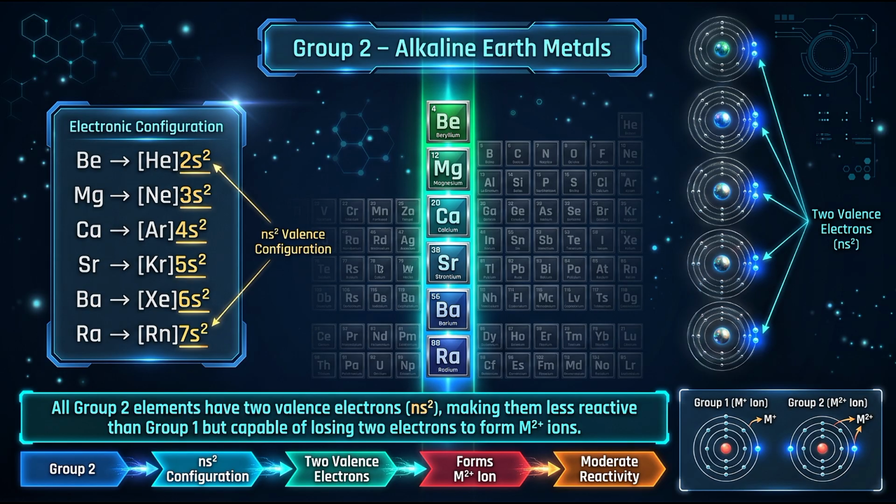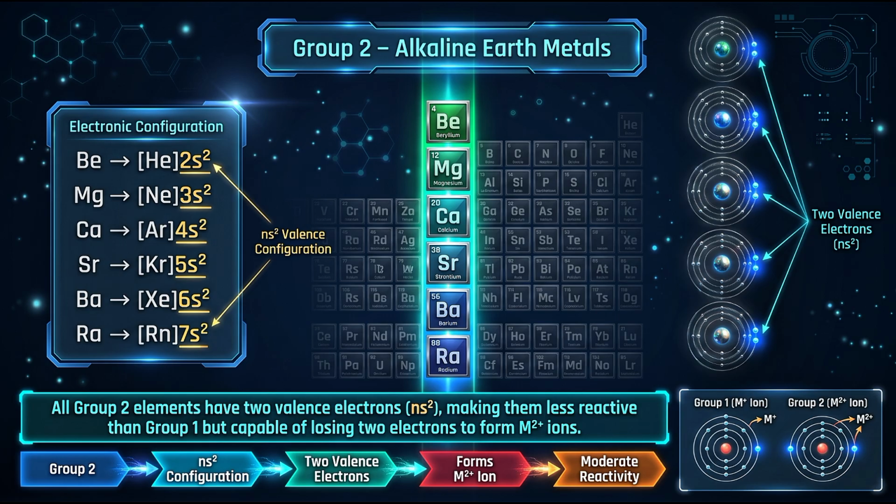Therefore, group 2 elements usually lose 2 electrons during chemical reactions. When group 2 elements lose their 2 valence electrons, they form positive ions carrying a +2 charge. These ions are called divalent cations because they have a charge of +2. For example, beryllium loses 2 electrons to become Be²⁺, magnesium forms Mg²⁺, calcium forms Ca²⁺, strontium forms Sr²⁺, barium forms Ba²⁺, and radium forms Ra²⁺. Every group 2 element forms an ion with the same +2 charge because every atom loses exactly 2 valence electrons.